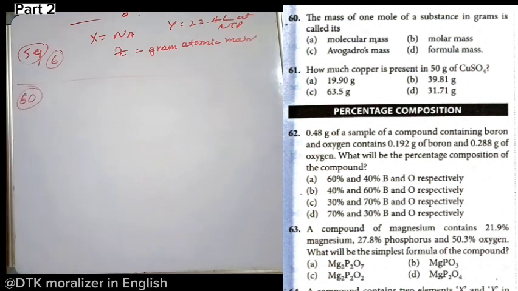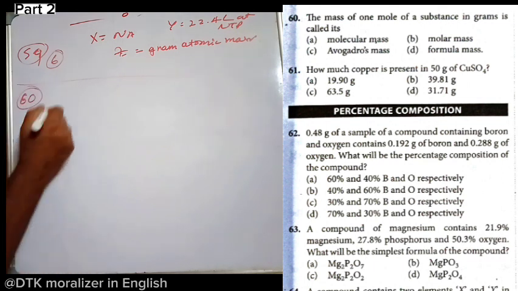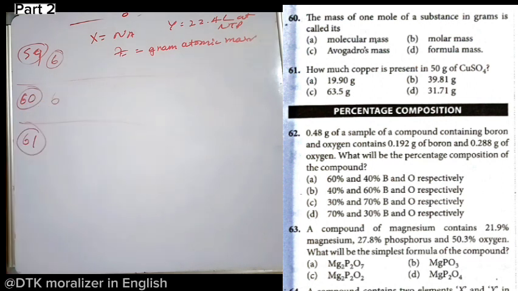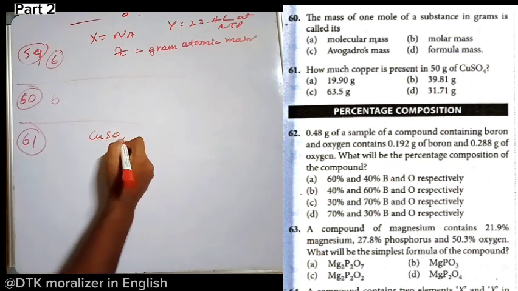So here question number 60. The mass of 1 mole of a substance in grams is called its molar mass. So here option B is right. Now question number 61. How much copper is present in 50 grams of copper sulfate?